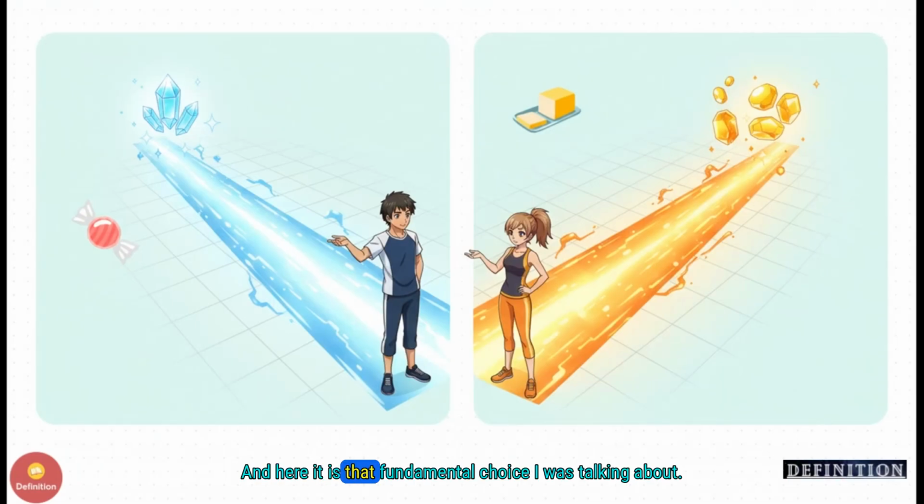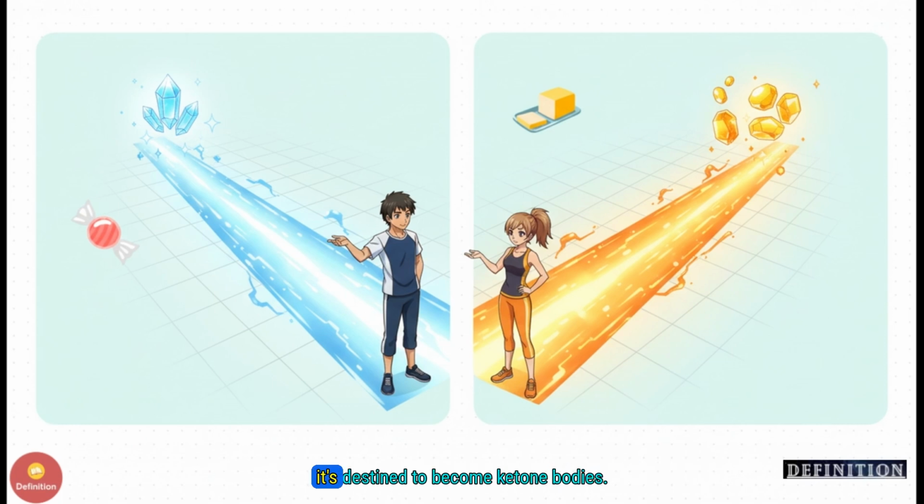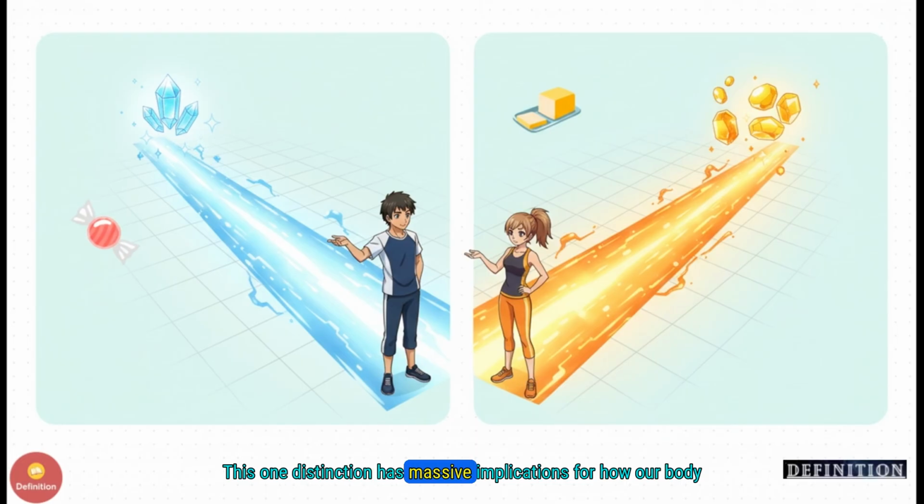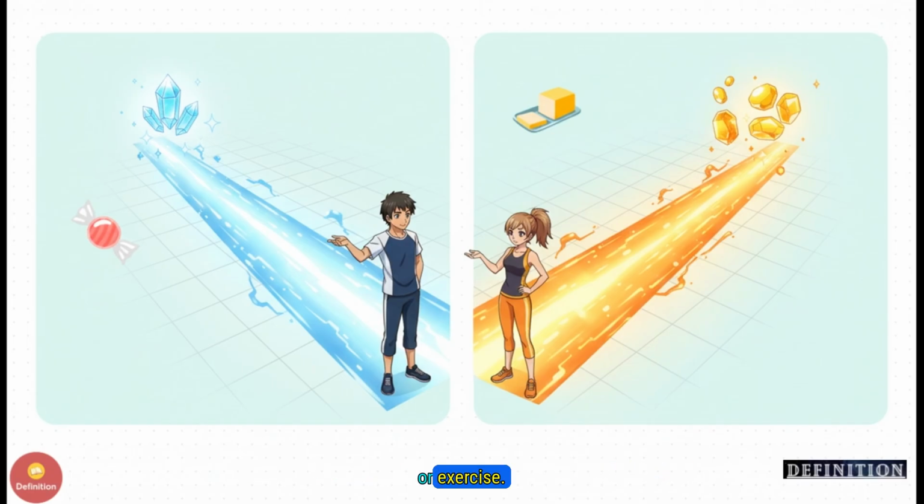And here it is, that fundamental choice I was talking about. Every single carbon skeleton gets classified as either glucogenic, which means it can be turned into glucose, or ketogenic, meaning it's destined to become ketone bodies. This one distinction has massive implications for how our body manages fuel, especially during different states like fasting or exercise.